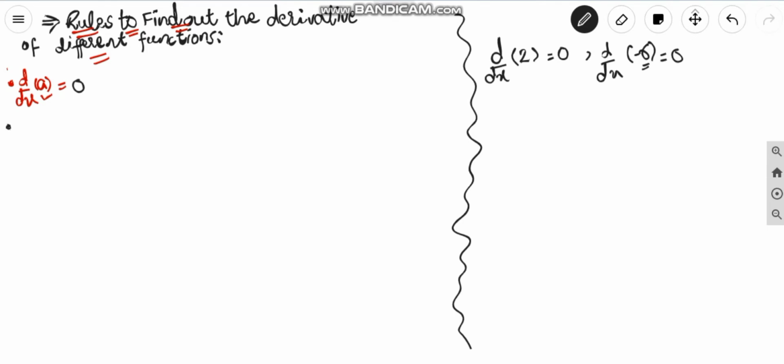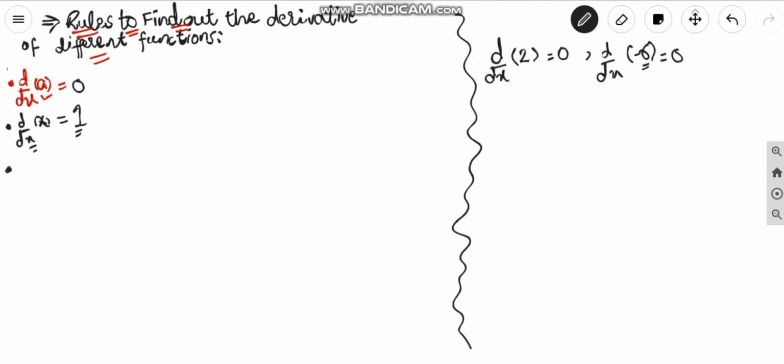Okay, next, if you are going to take the derivative of a variable x with respect to x, then its derivative will always be 1. If you take the derivative of x with respect to variable x, then its answer is 1.